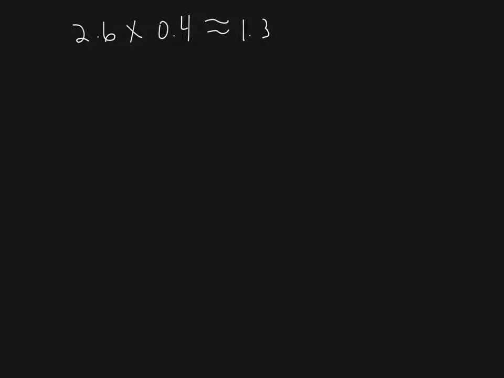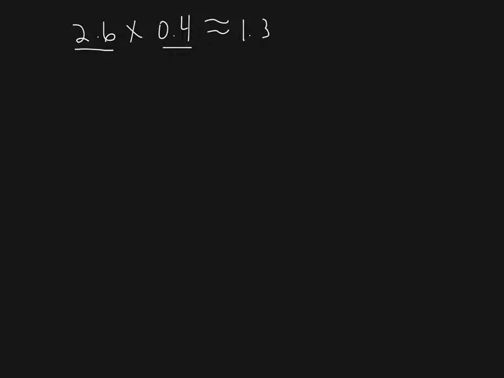And you'll notice that the answer is actually smaller than the first factor, and that's because I'm multiplying here by 4/10, which is a number that's smaller than 1. And anytime we multiply by a number that's smaller than 1, then our answer is going to be smaller than the other factor.